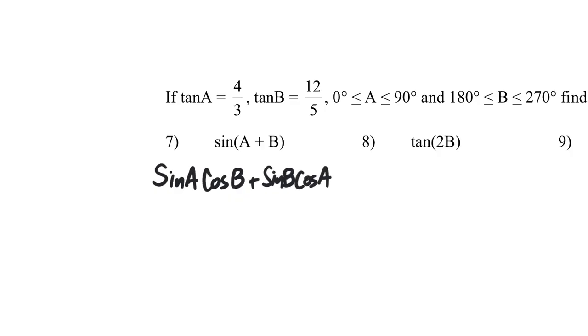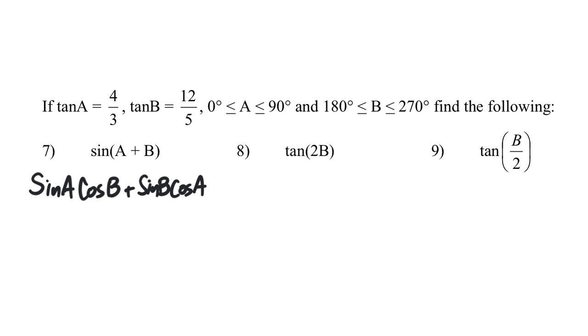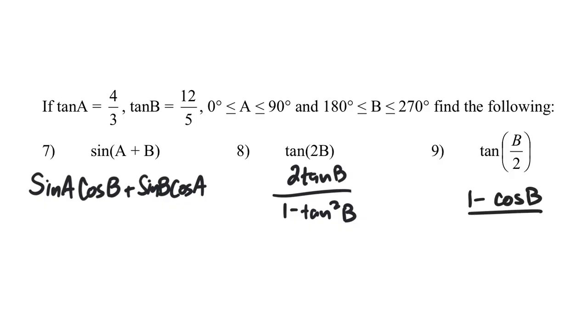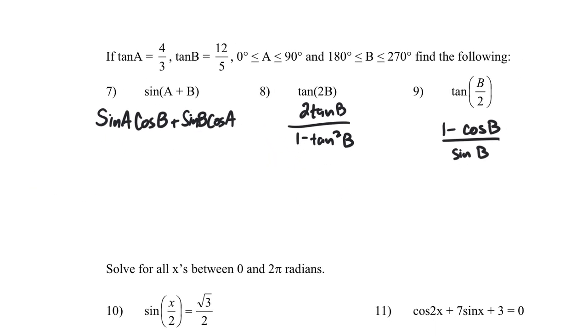So I'll need some information. I don't have a lot of that. Number 8, tangent of 2b, tells us this is going to be 2 tangent b over 1 minus tan squared b. And then everyone's favorite is the tangent half angles. I would prefer to avoid these ones when I can. I never seem to remember. But in this case, I think using 1 minus cosine b over sine b is going to be our best bet. So that's what we need to solve all 3 of these problems.